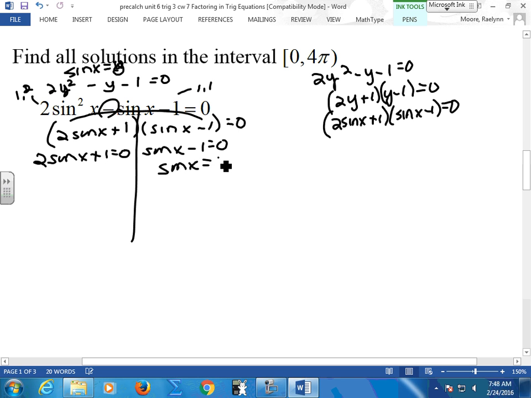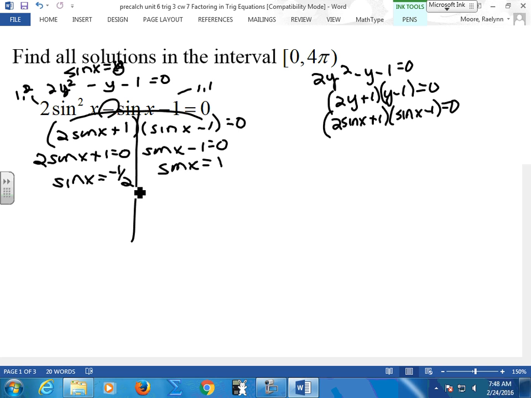So let's solve the easy one first. Then I'm going to subtract 1 and divide by 2. So if that's okay with you, I'm going to do it all in one step. Subtract 1, divide by 2. So I have 2 different types of angles. One where the sine is equal to 1, and one where the sine is equal to negative 1/2. First, let's find all solutions, and then let's find the intervals from 0 to 4 pi.